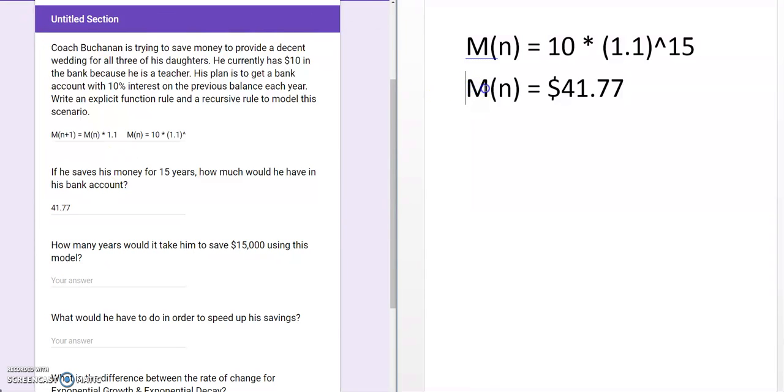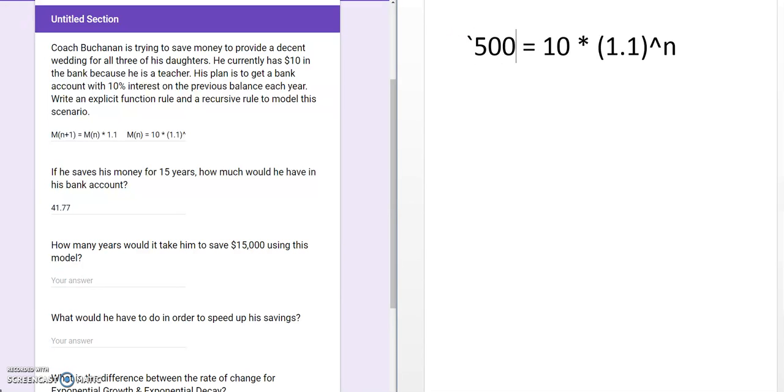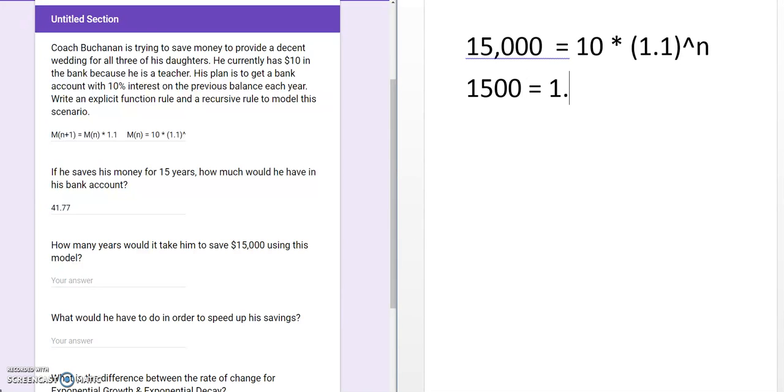The next thing that we're going to do: how long would it take him to save 15,000? Well, 15,000 in this case goes in for m sub n. I'm sorry, not 1,500, 15,000. First thing that we're going to do is divide by 10. When you divide by 10, that turns this into 1,500 equals 1.1 raised to the nth power.